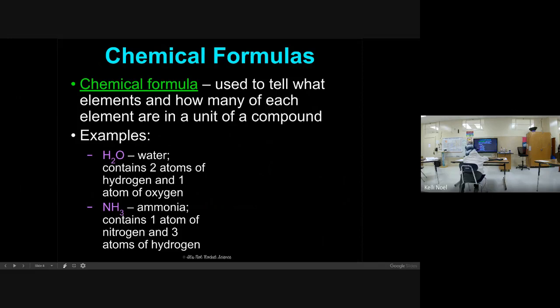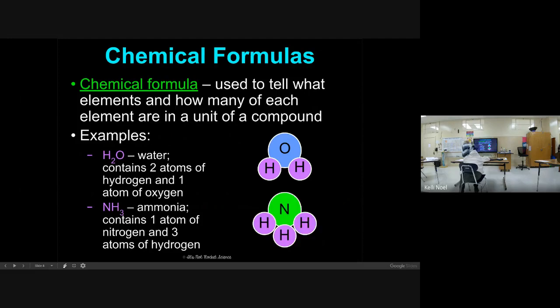NH3, this is ammonia, and we use it to clean things in the house. It has a very distinct smell. It has nitrogen. There's no number by the end, so it is 1 atom of nitrogen. There's a 3 by the H, and it has 3 atoms of hydrogen. So you can actually draw these out kind of like this.